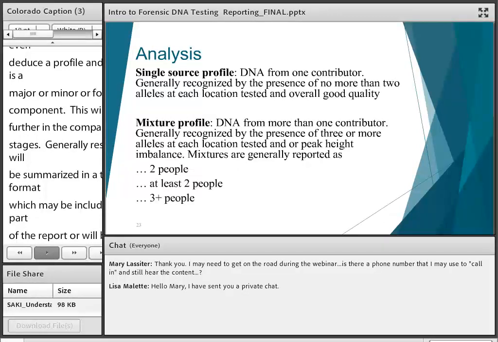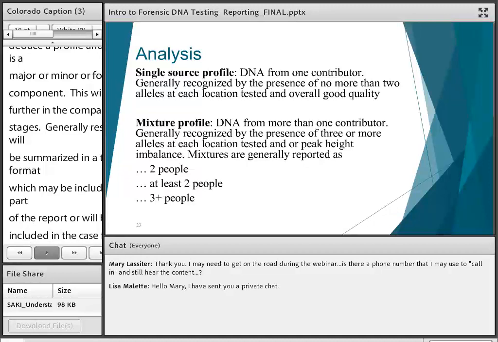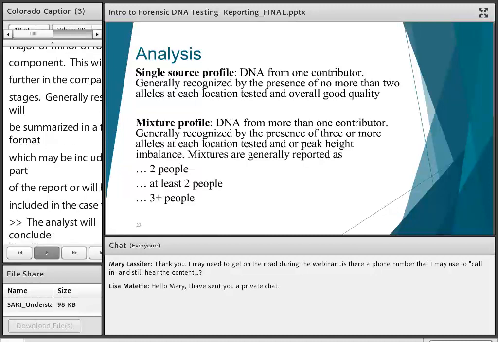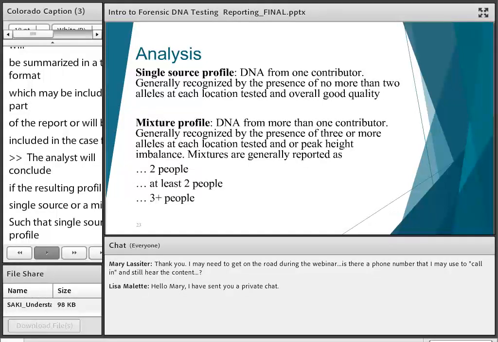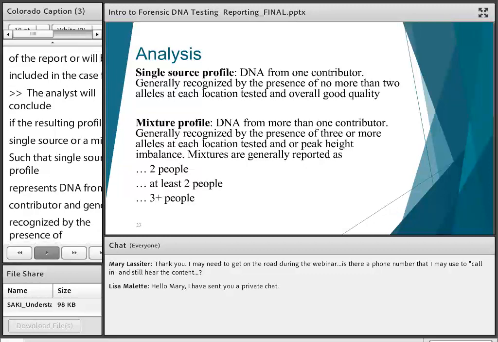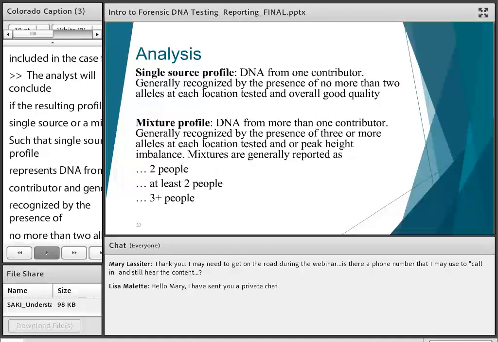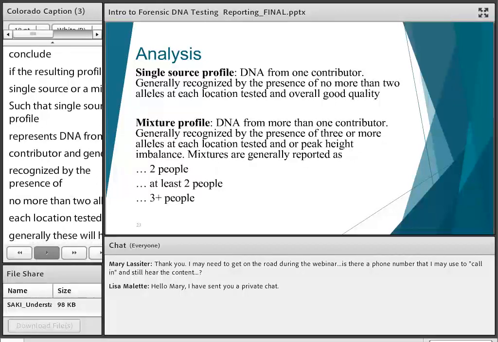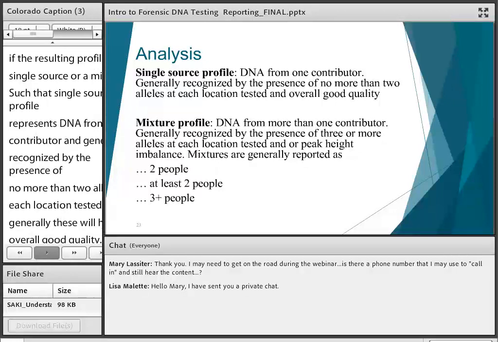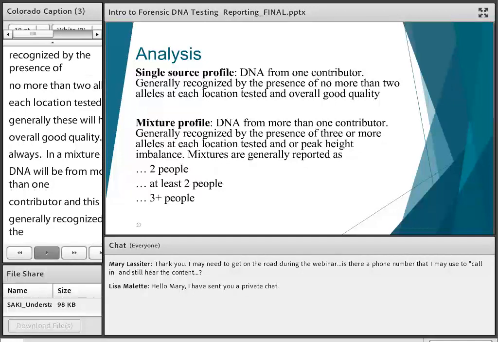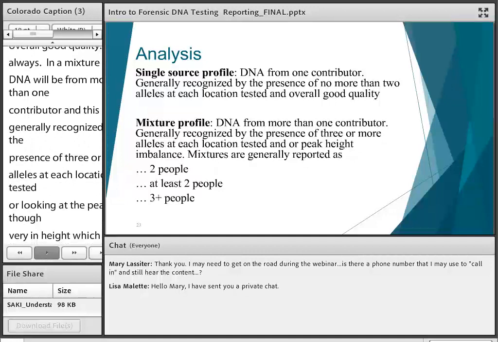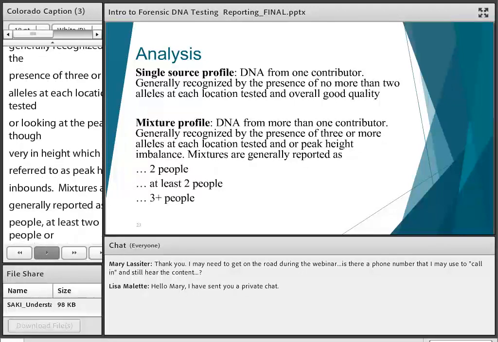The analyst will conclude if the resulting profile is single source or a mixture. A single source profile represents DNA from one contributor and is generally recognized by the presence of no more than 2 alleles at each location tested. Generally, these are going to have overall good quality, but not always. In a mixture profile, DNA will be from more than one contributor, and this is generally recognized by the presence of 3 or more alleles at each location tested, or by looking at those peaks, which will vary in height, referred to as peak-height imbalance. Mixtures are generally reported as 2 people, at least 2 people, or 3 or more. The laboratories will have validations and procedures in place to help them make these determinations.